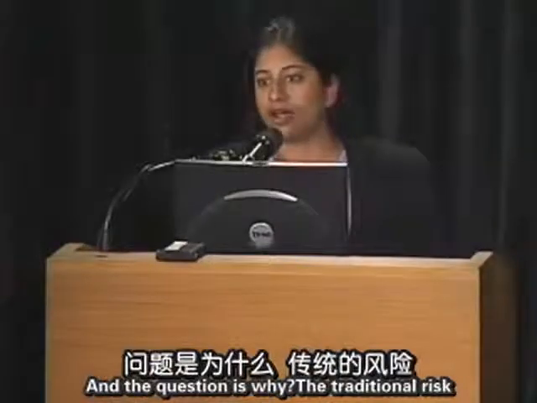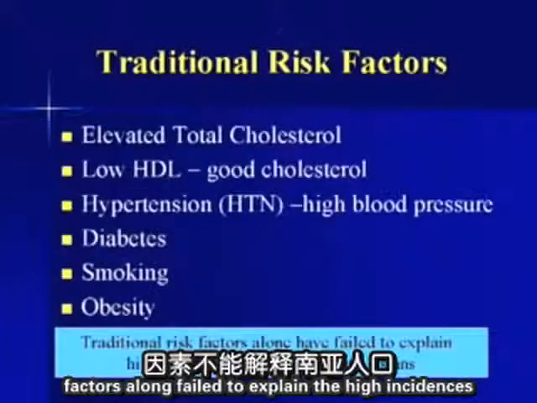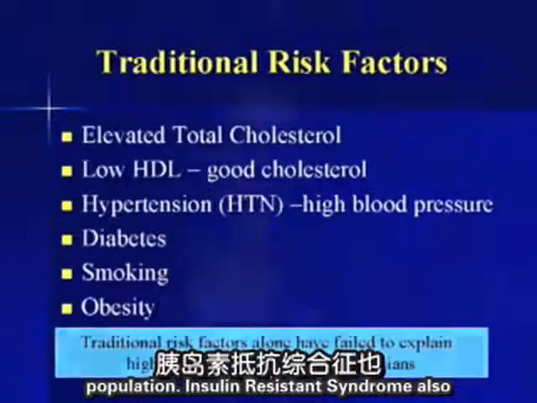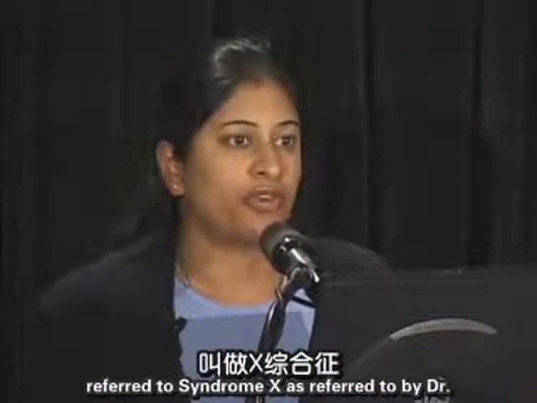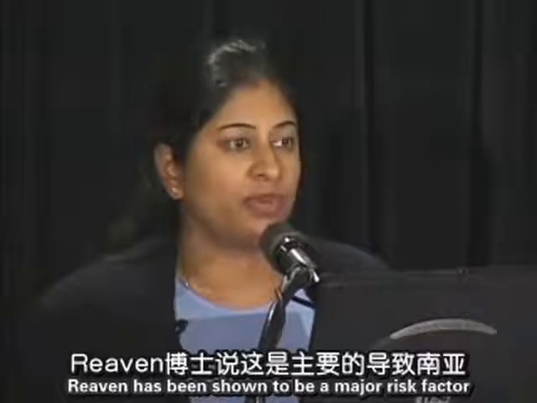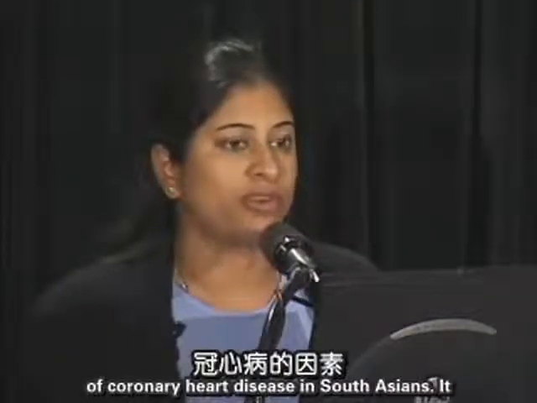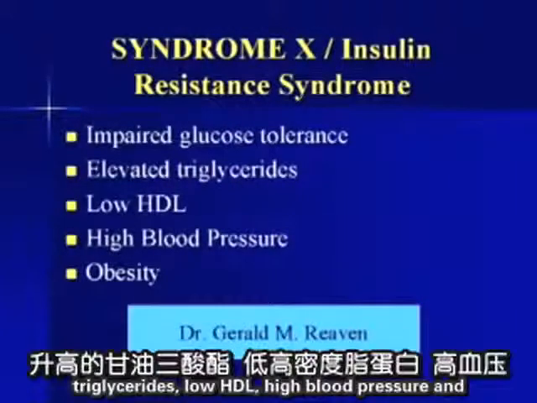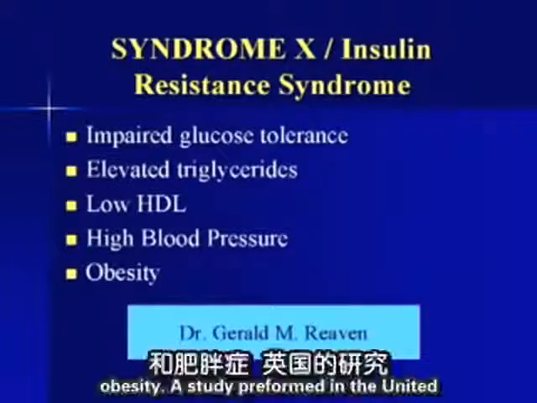And the question is why? The traditional risk factors alone have failed to explain the high incidence of coronary artery disease in the South Asian population. Insulin resistance syndrome, also referred to as Syndrome X, described by Dr. Reaven, has been shown to be the major risk factor for increased coronary artery disease in South Asians, and consists of impaired glucose tolerance, elevated triglycerides, low HDL, high blood pressure, and obesity.